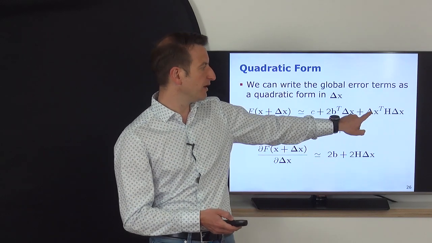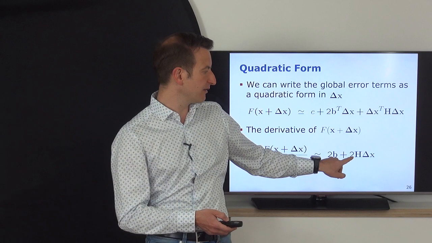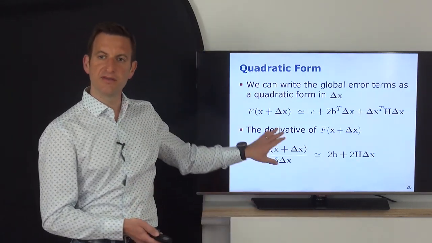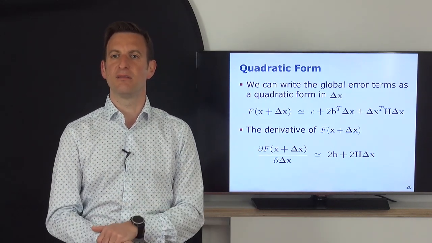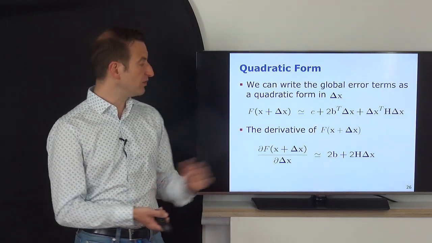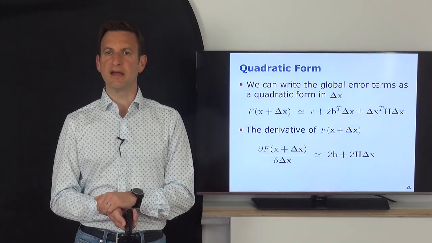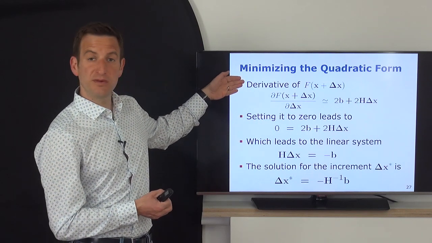And then we have the part delta x transposed h delta x. This will give us 2 times h times delta x. Okay? And so this is now our first derivative of our error function. So the next thing we need to do is set this to 0, solve it, and then we are done.